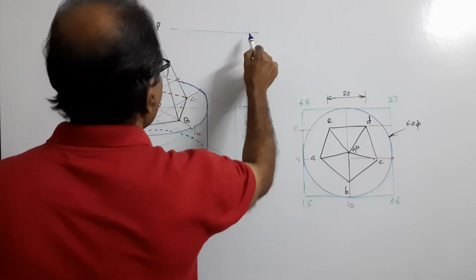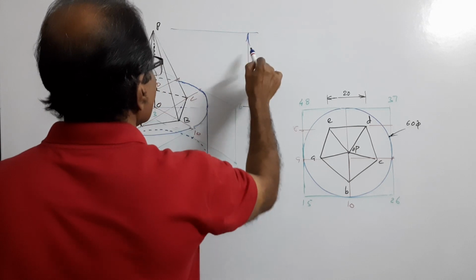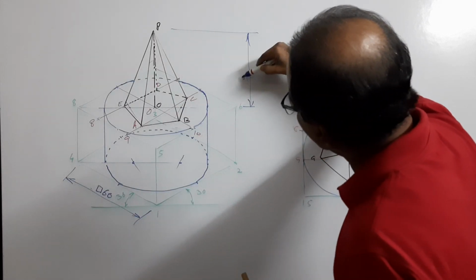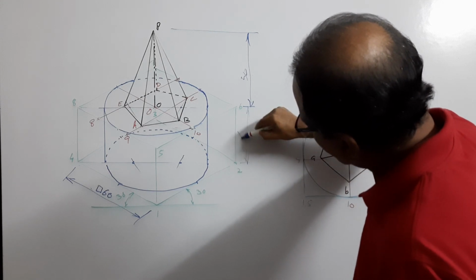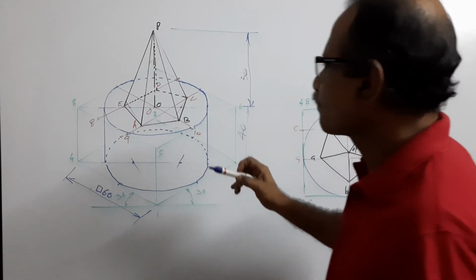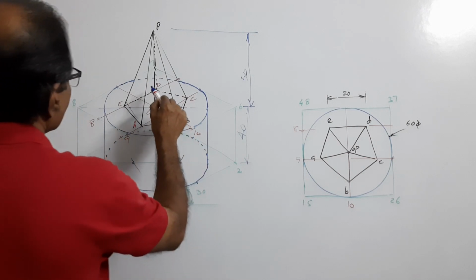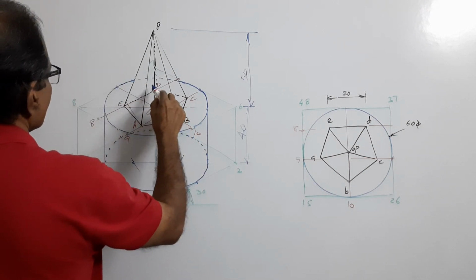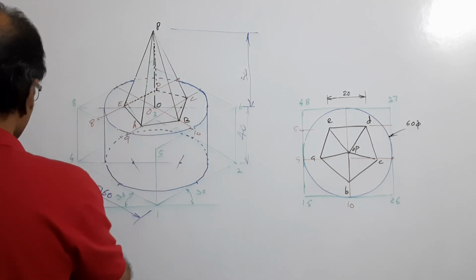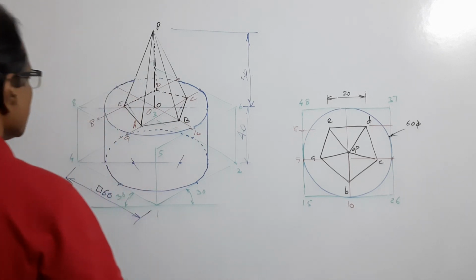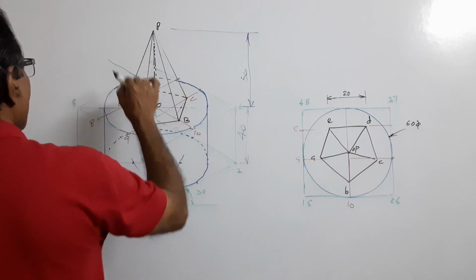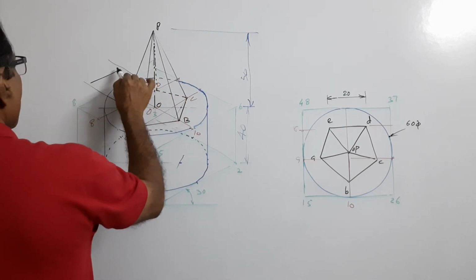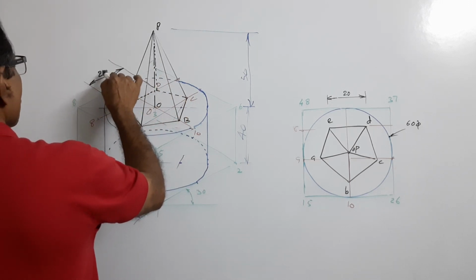This height you have to mark as what? This height is 50. This height is what? 40. This base side of the pyramid is what? 20.